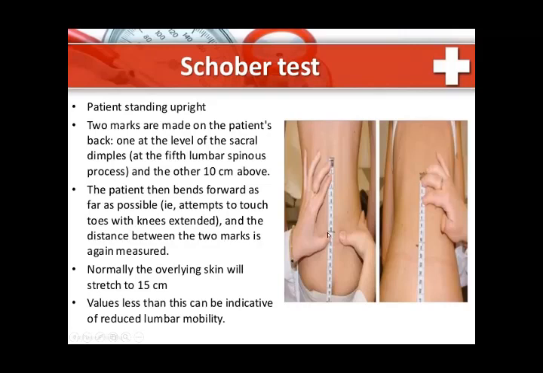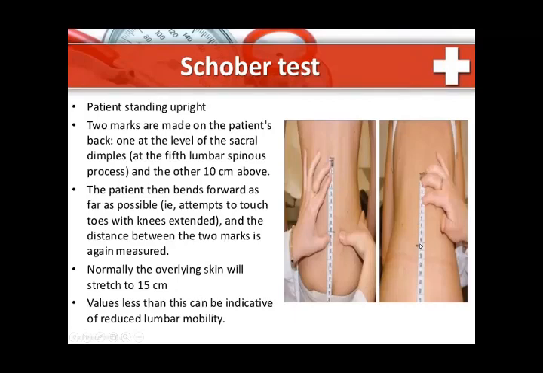So normally, this is the dimple of the sacral spine at the fifth lumbar spine. You will take two marks, one at the dimple and one above at 10 centimeters. Ask the patient to bend forward. Now the patient is bending forward and you measure the distance between the two marks.